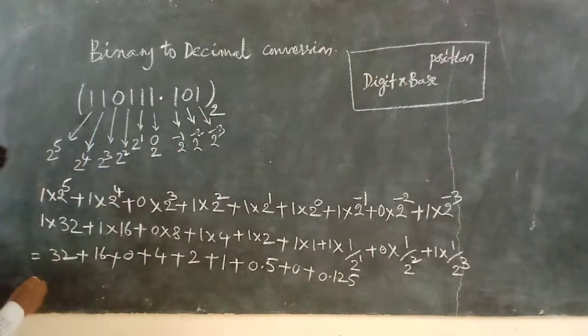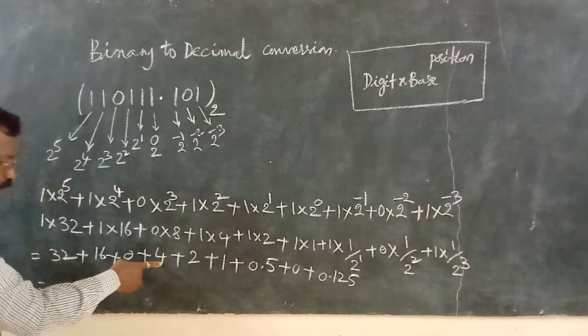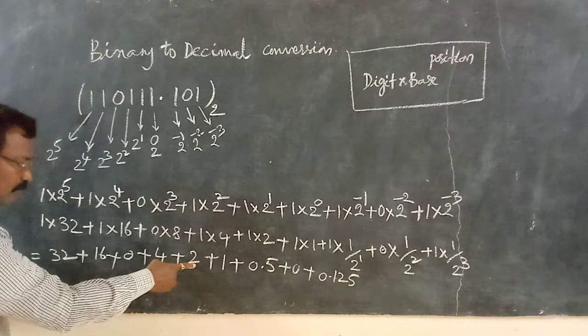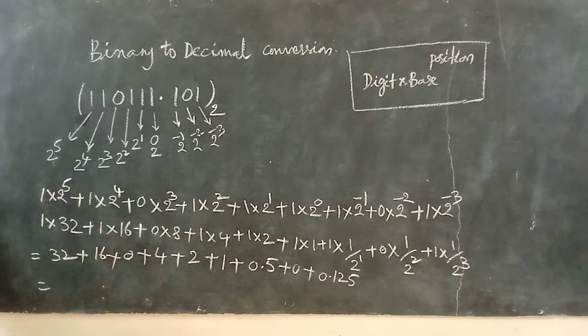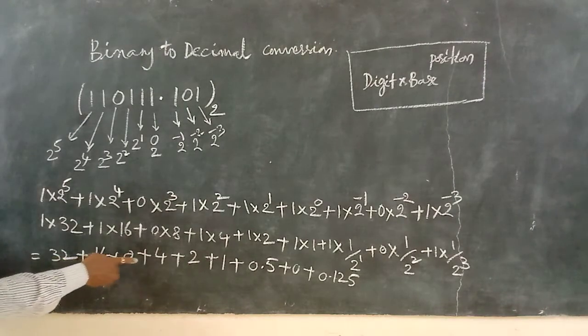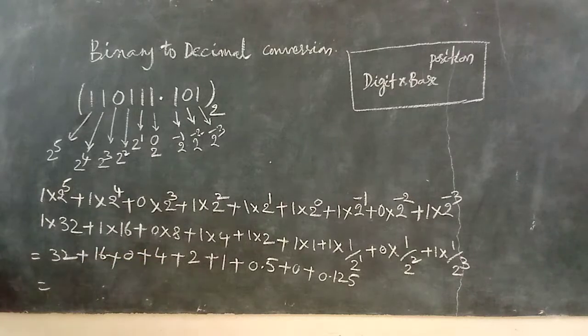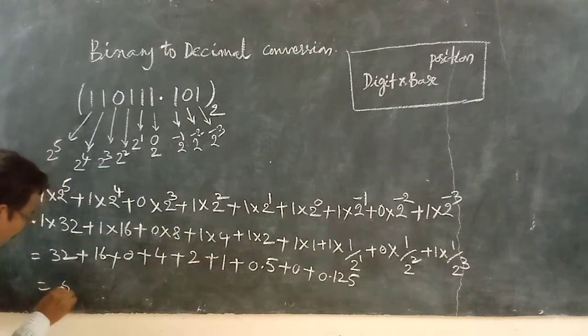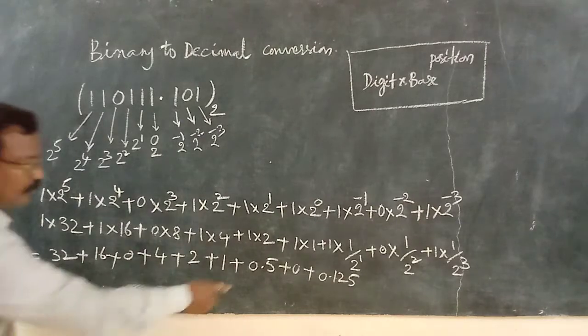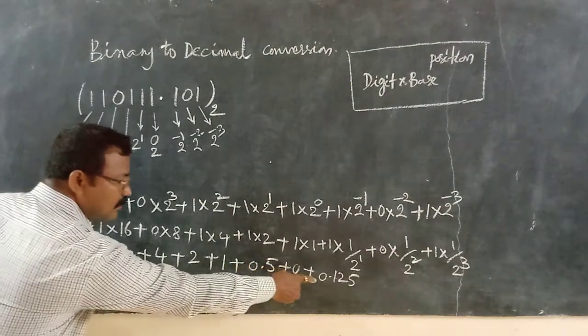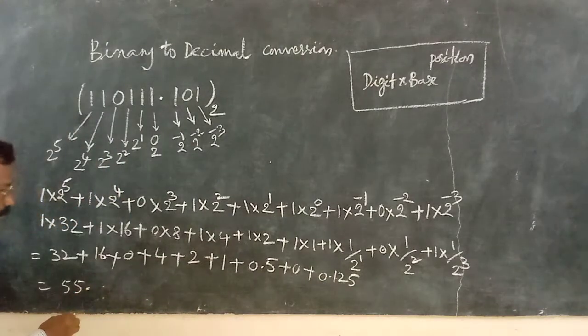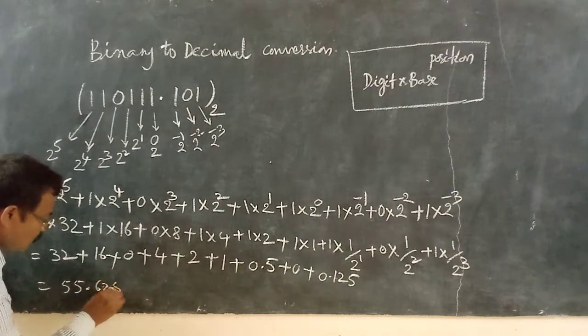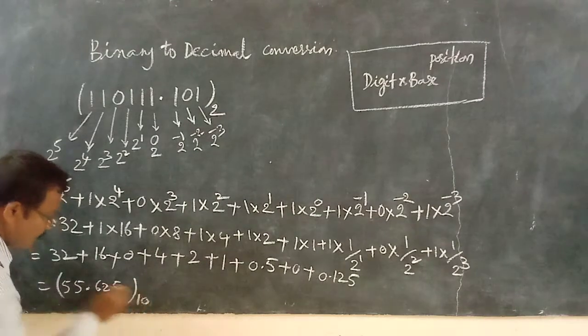Now you have to add all these values. 32 plus 16, 48. 48 plus 4, 52. 52 plus 2, 54. Plus 1, 55. 0.5 plus 0.125 means 0.625.